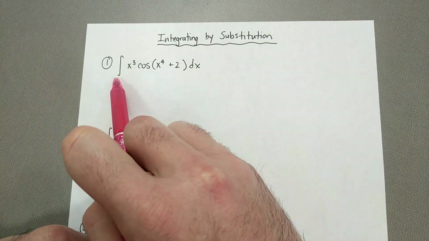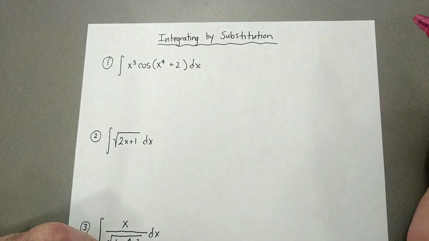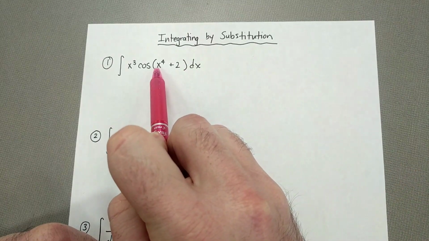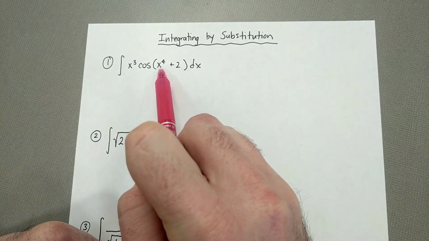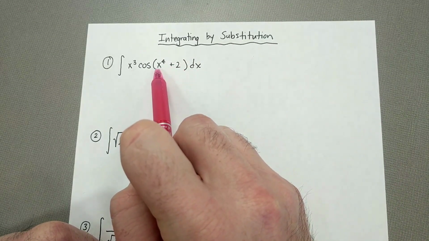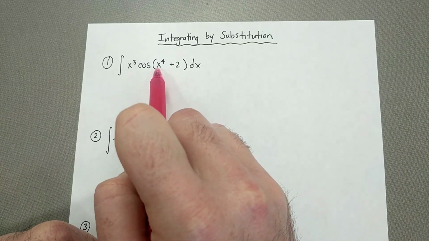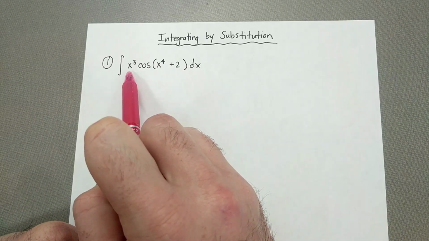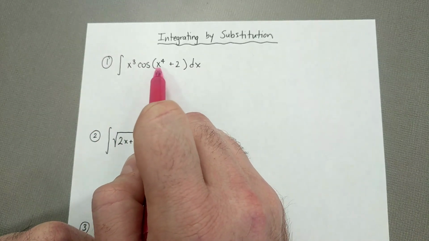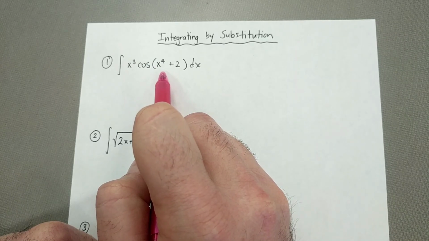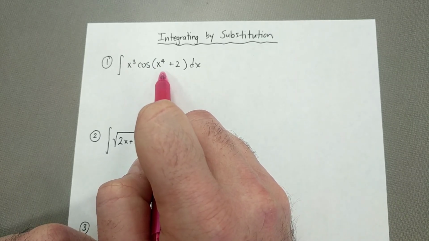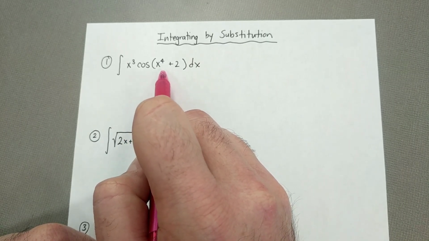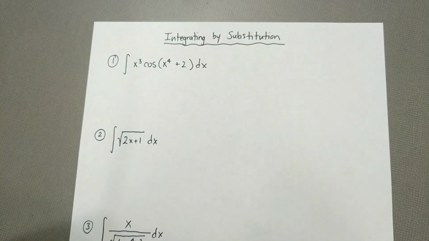We want to take the integral of x cubed times cosine of x to the fourth plus 2. The first thing I notice is that this inside function, x to the fourth plus 2, has a derivative of 4x cubed, and I have an x cubed right here. So that means this was the result of a chain rule problem, and I need to figure out what it is. Some people can just intuit it and come up with the answer, but a lot of us need to see the pieces fall into place.